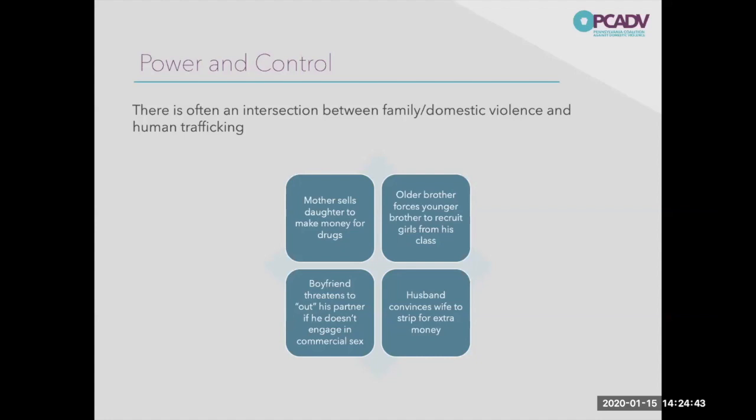So, that's an intersection that we see quite frequently of that power and control dynamic. And then we have an example here of a husband who convinces his wife to strip for extra money. And this often flies under our radar, for the same reasons that sexual assault within marital relationships often flies under the radar. But this is absolutely an indicator of human trafficking, right?